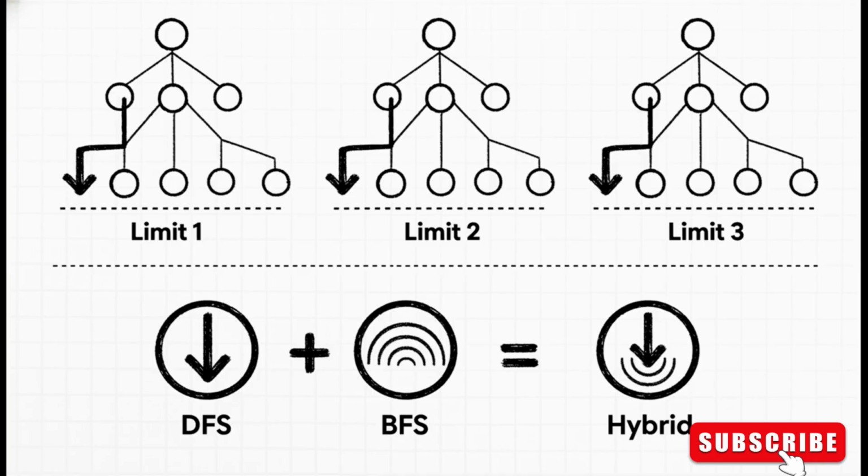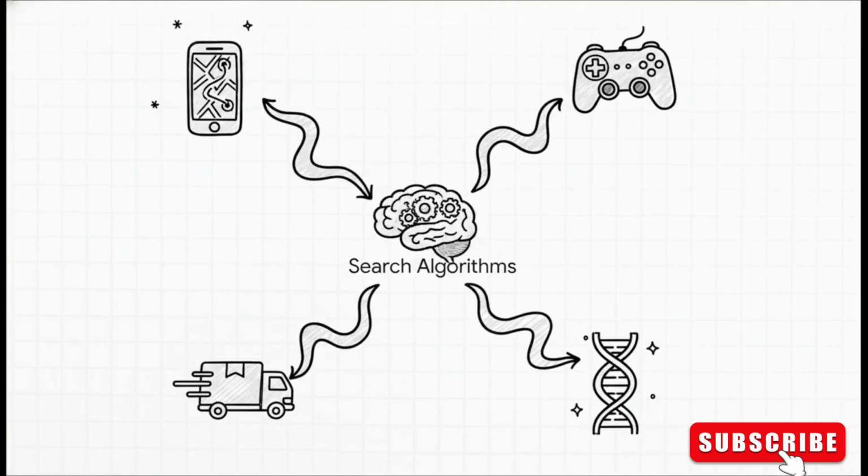You see this clever trick? It gives you the low memory usage of DFS, but because it's still essentially exploring layer by layer, it also gets the best answer guarantee of BFS. It is truly the best of both worlds. And this isn't just theory. I mean, these fundamental ideas are the engine behind so much of the modern world we live in. They power your GPS navigation, they guide the AI characters in the video games you play, they solve massive logistics problems for companies like Amazon, and they even help scientists figure out incredibly complex things like how proteins fold.